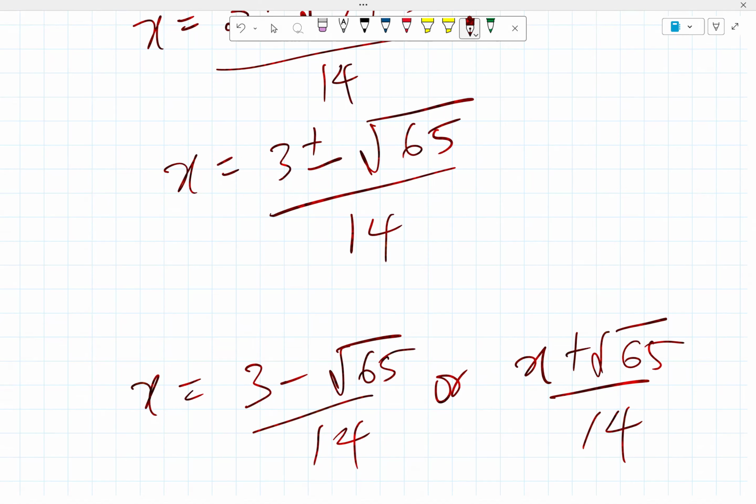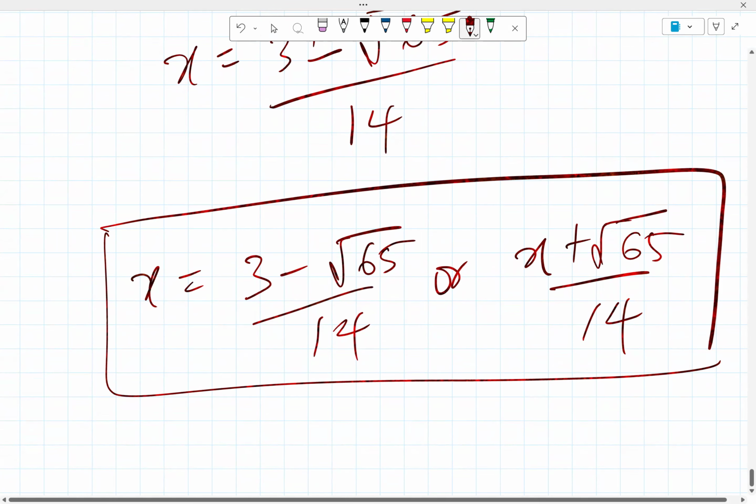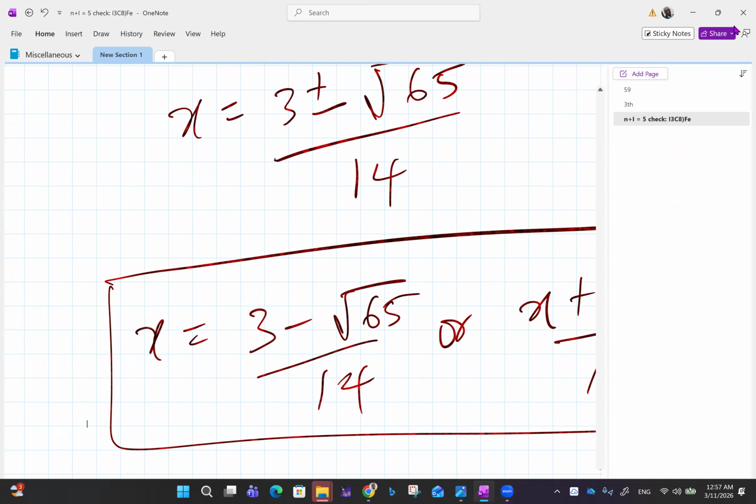So if you are told to do it in decimal, then you can go ahead and do that. Maybe use decimals from your calculator. And if not, you leave it in surd form, which is the most accurate form, you know.